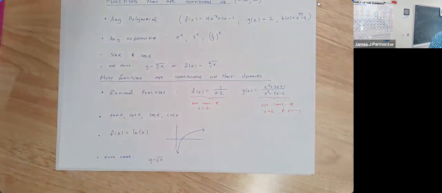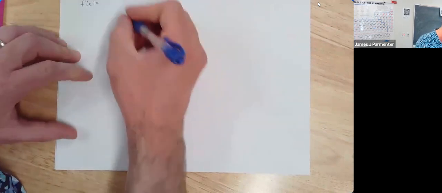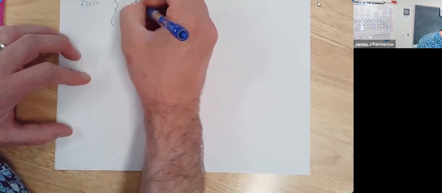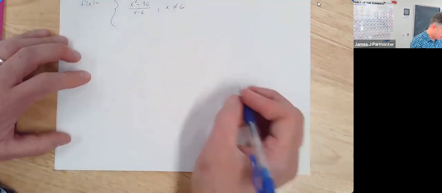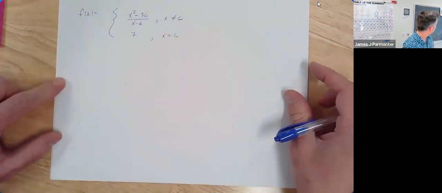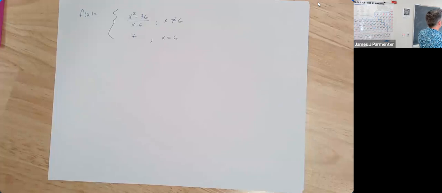Let's do this. Let's say my function was f of x equal to x squared minus 36 over x minus 6 when x is not equal to 6, and 7 when x is equal to 6. So I'll point out, we already know that this function is continuous for sure everywhere except for maybe where. Or is it maybe not continuous?